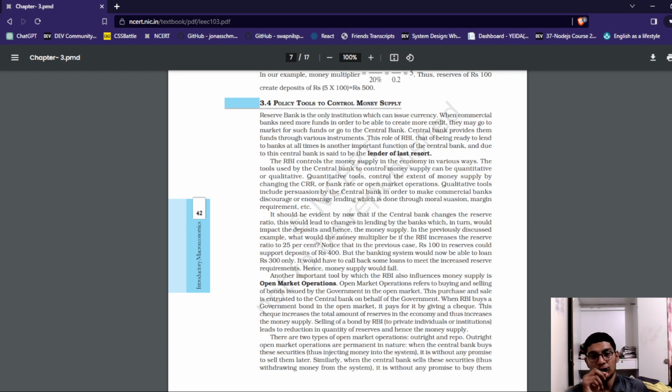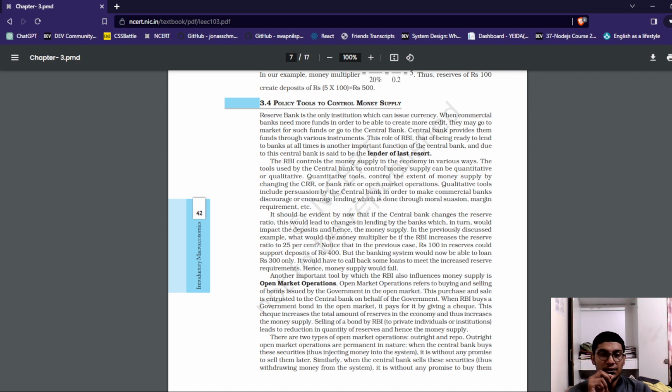The tools used by the central bank to control the money supply can be quantitative or qualitative. Quantitative tools control the extent of money supply through the CRR, bank rate or open market operations. Qualitative tools discourage or encourage lending, for example through moral suasion and margin requirements. When the central bank changes the reserve ratio, it leads to a change in lending by banks, which in turn impacts deposits and hence the money supply.